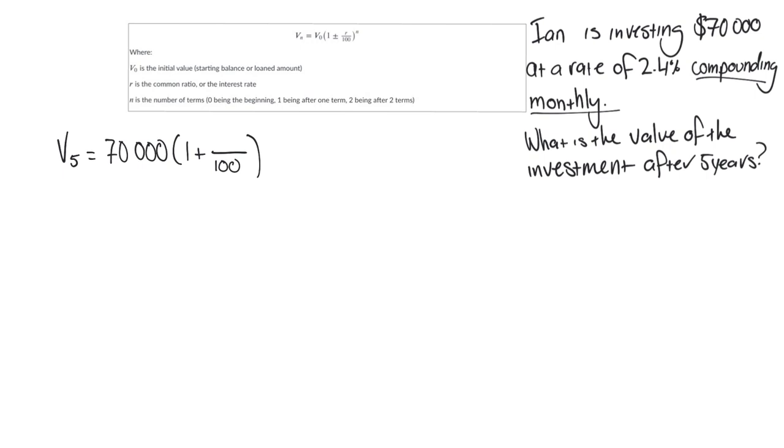It's what we're starting with. We're still looking to find V5, but we might change that in a sec. But I've left a couple of spots empty. Now, our interest rate is 2.4%.